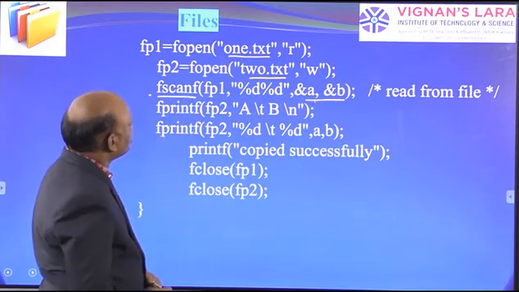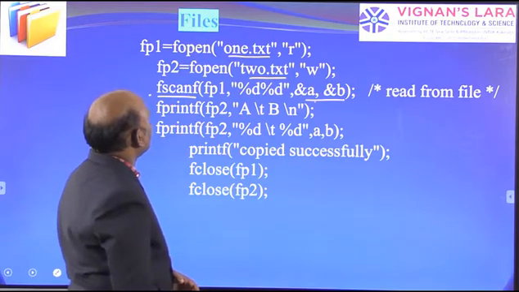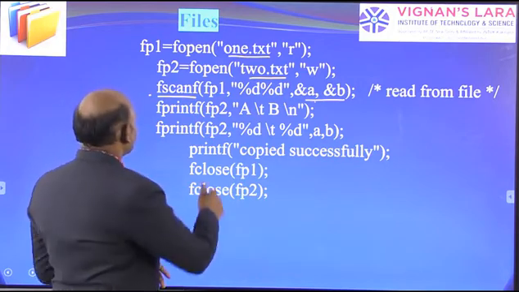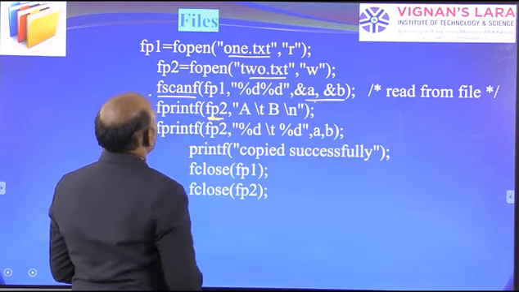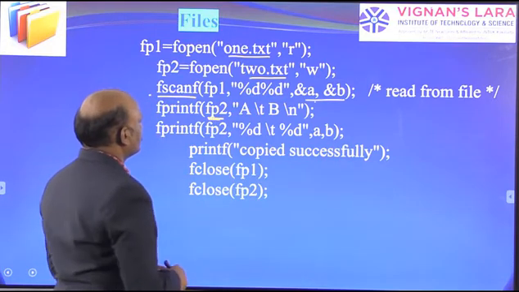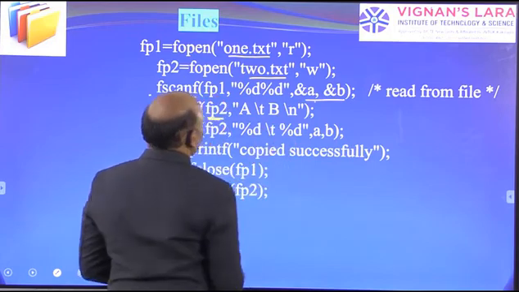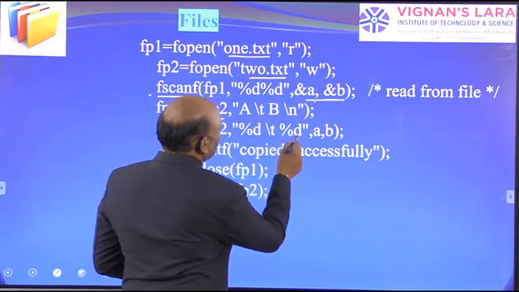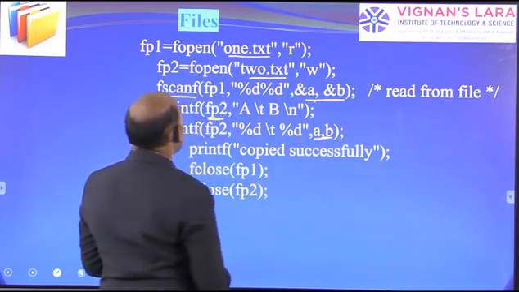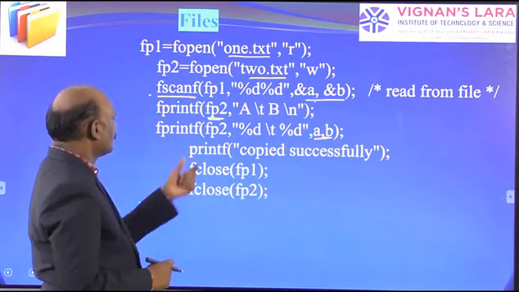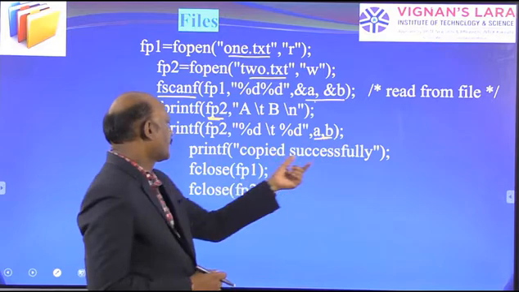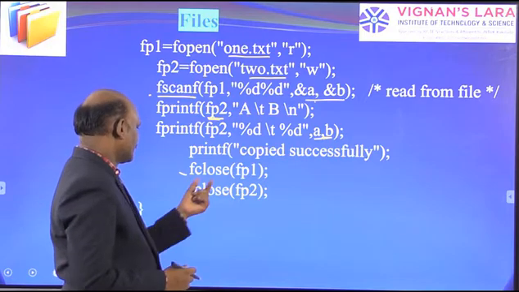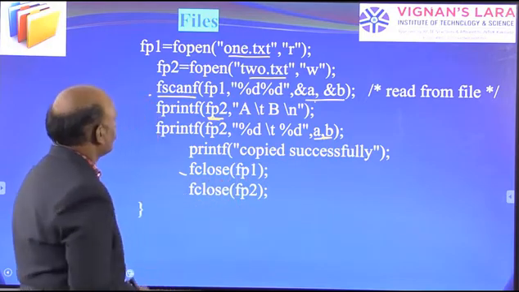Next, after reading it, we can put the data into the 2.txt file. For that, fprintf of fp2, that means writing into the 2.txt file. So the data is A, B. Next, fprintf of fp2, %d, a, b. The A value, B value will be written into the 2.txt file. Now the copy operation is completed. After copying is completed, we close the two files: fclose of fp1, fclose of fp2.